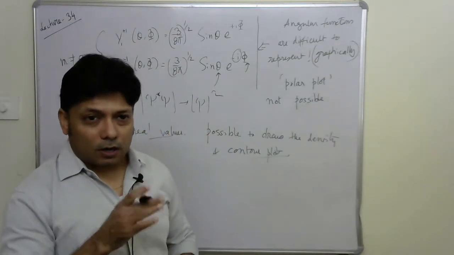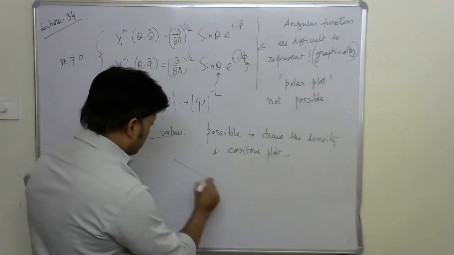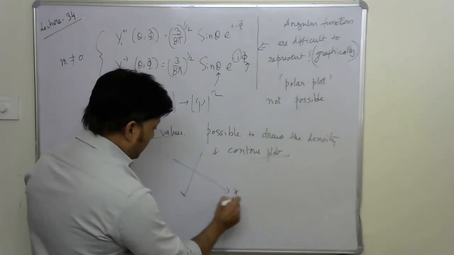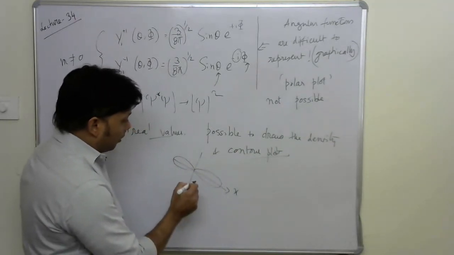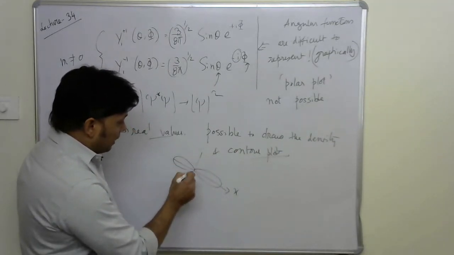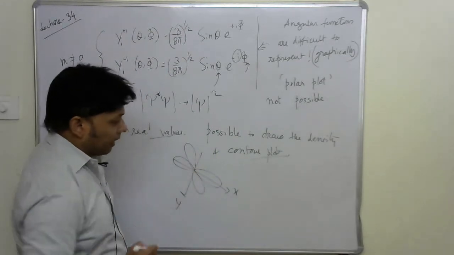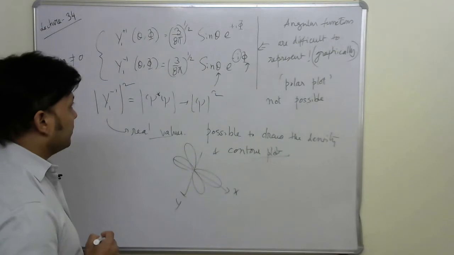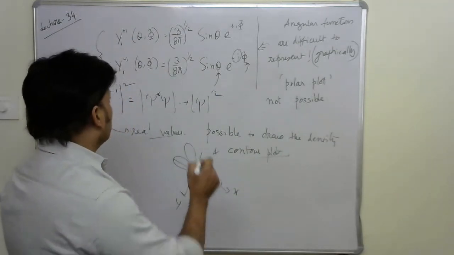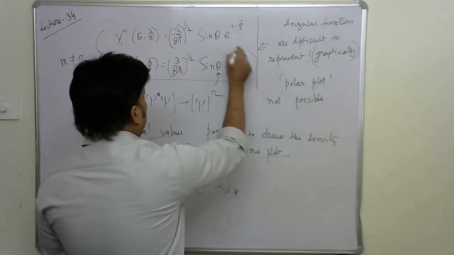Whether these are going along, so if this is x and this is y, the question is whether this is lying along the x-axis or whether it is lying in between the x and y axes like this. That is the major question, how to do that. And not only that, this is an imaginary function.